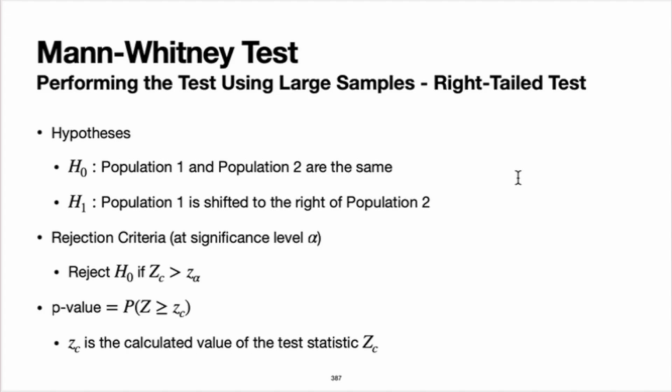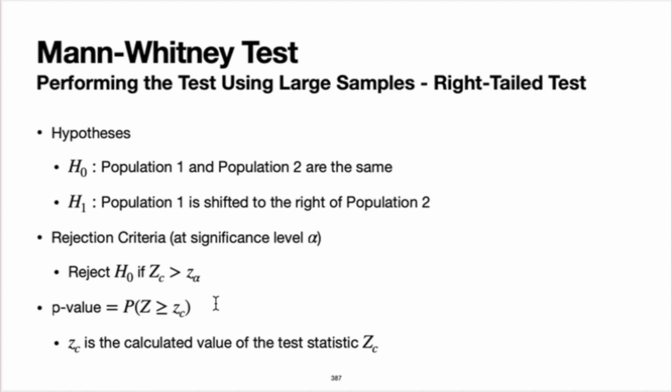So for this right-tailed test, again, the null hypothesis is the same in all 3 cases here: the two populations are the same. But in this alternative hypothesis, the alternative is that population 1 is shifted to the right of population 2. So we're looking at a very specific direction in which there is a location shift, shifted to the right. And so in that case, this is a right-tailed test. So we're going to reject for large values of our test statistic z-calc. And so for a significance level of alpha, we're going to reject if z-calc is greater than the upper alpha percentage point of the standard normal distribution, which is z sub alpha.